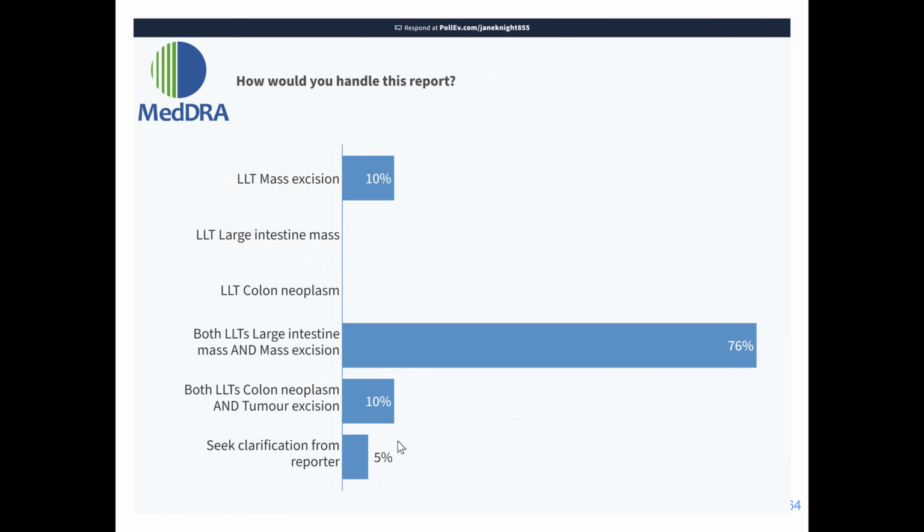By far the largest selection was large intestine mass and mass excision. So you're sticking with the mass. I couldn't tempt anybody to colon neoplasm there. Only a couple of you went with the tumor excision. So what have we got? We've got a mass. What is a mass?